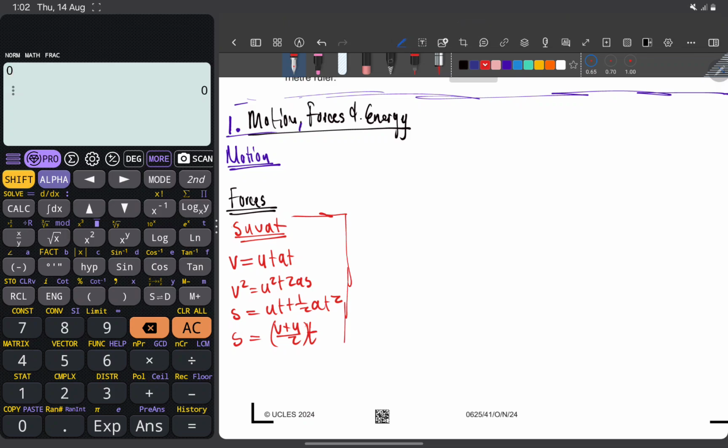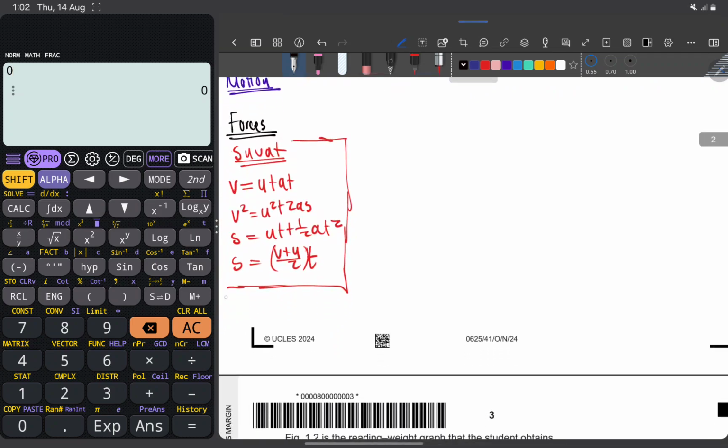Right, this is for the suvat equations, motion involving forces, and there's the other one which we're going to use a lot, which says the resultant force is equal to mass times acceleration. This is Newton's second law. All right, this is Newton's second law. We're going to use it.